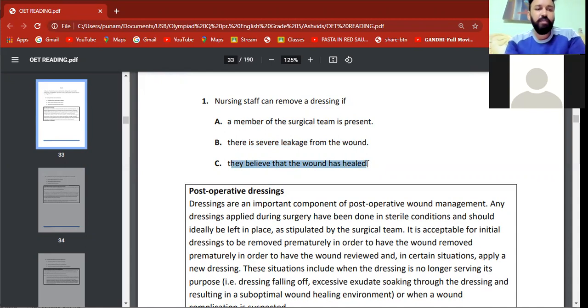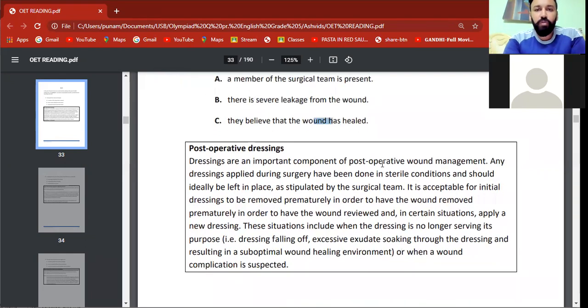Not necessary, Ishita, as you can hear me, that in each and every option you'll have one or two keywords. Like for the first one, you couldn't find much of a keyword, right? But here you can find keywords easily: severe leakage, and here healing of wound. So with that in mind, let's read the paragraph.